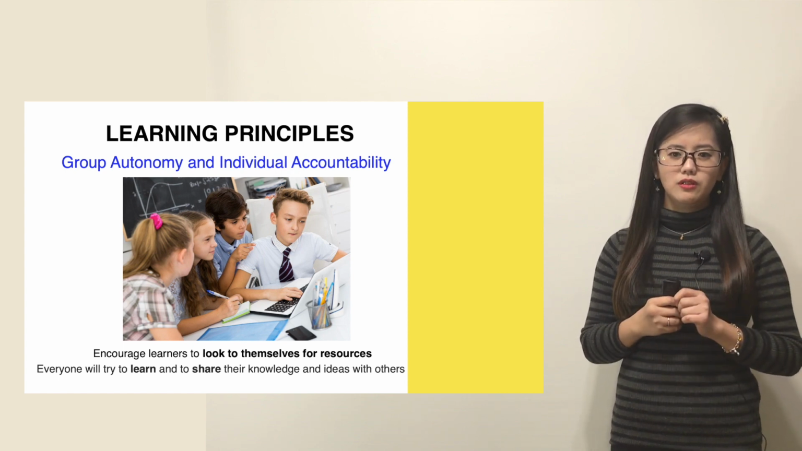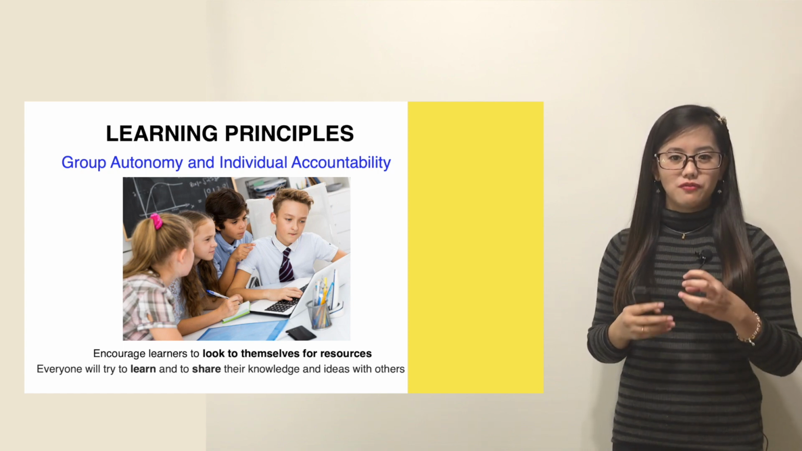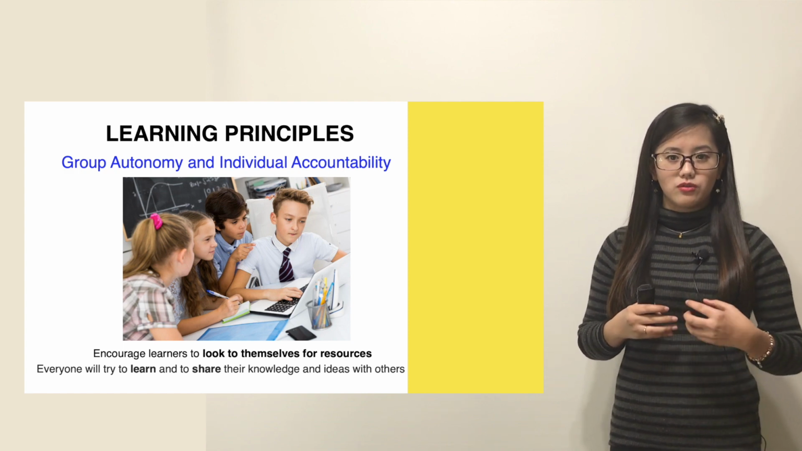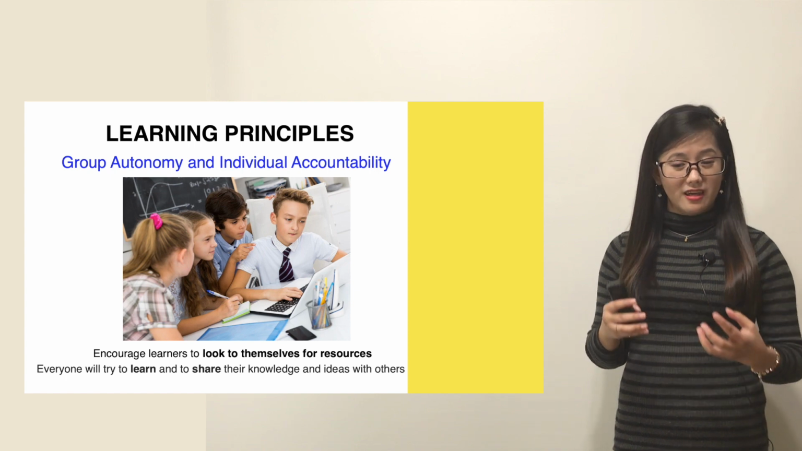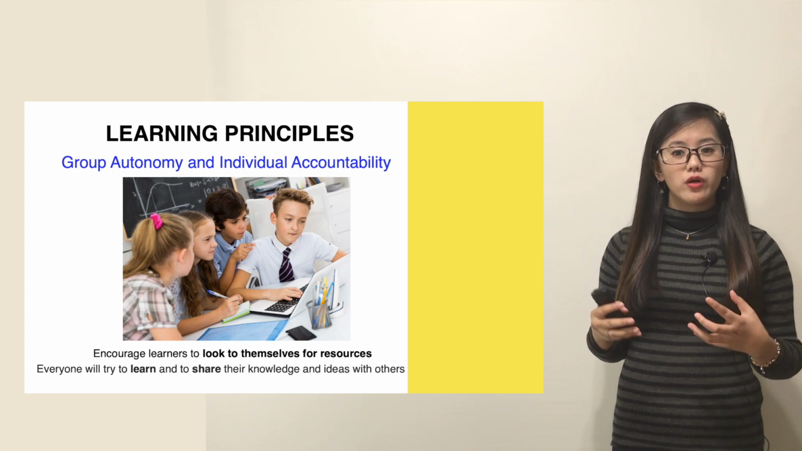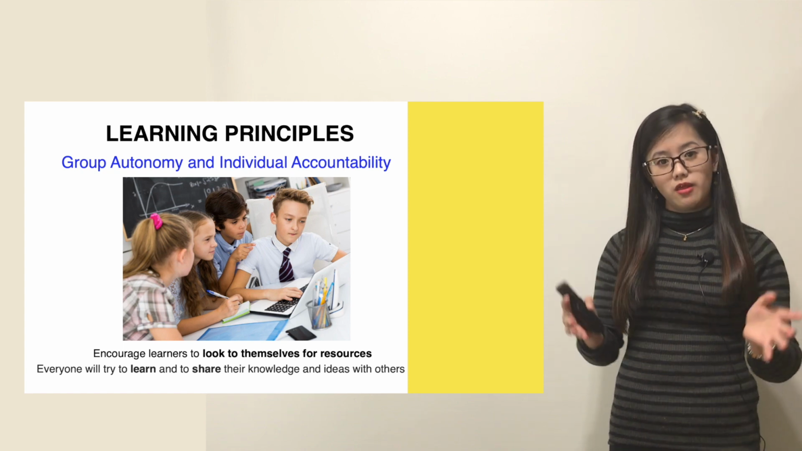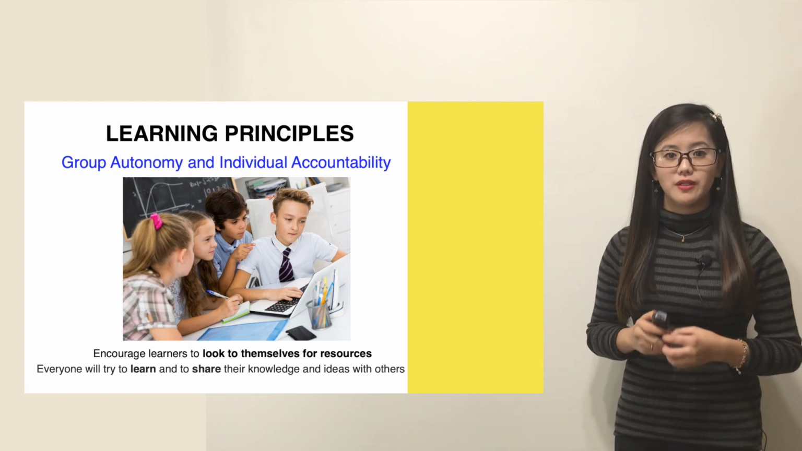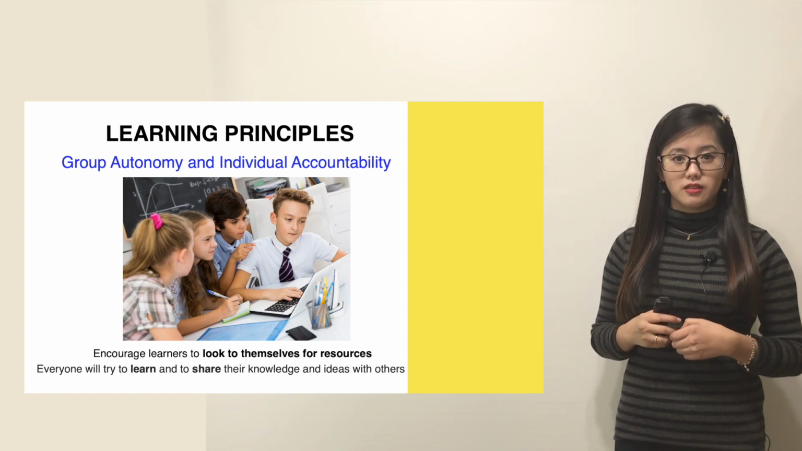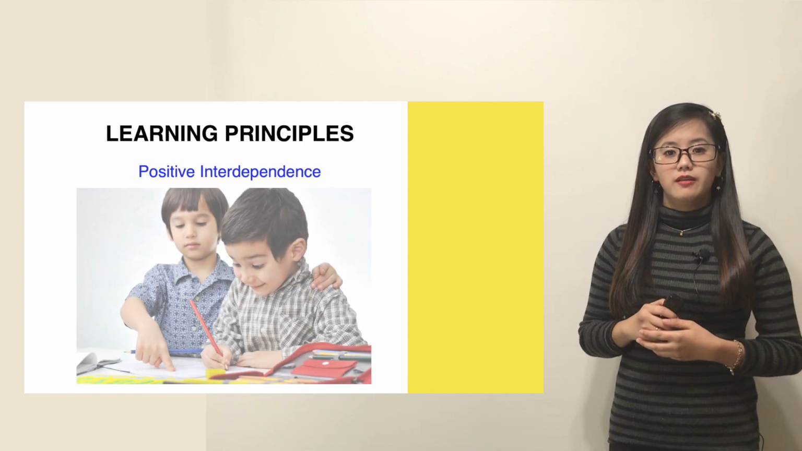Like, for example, when GDU students started to make their lessons, each of them was given tasks to work on. After that, they tried to talk about the task or the topic as a group. So everyone will try to learn and to share their knowledge and ideas with others, especially within their groups. So this is actually called group autonomy and individual accountability. All right, let's move on.